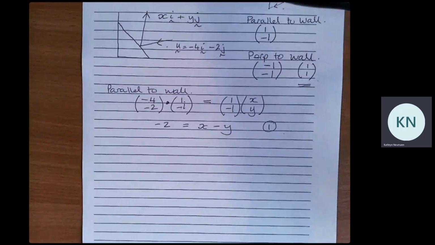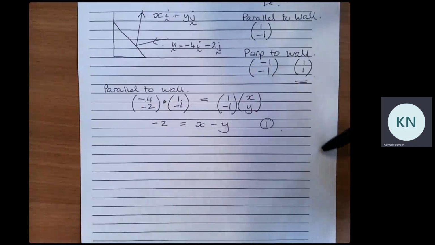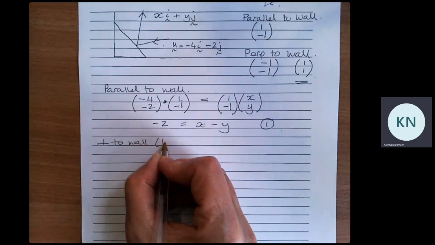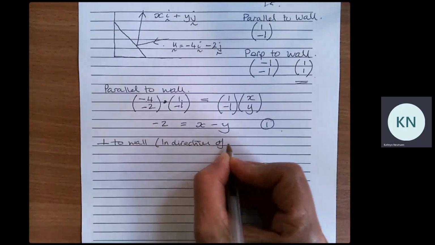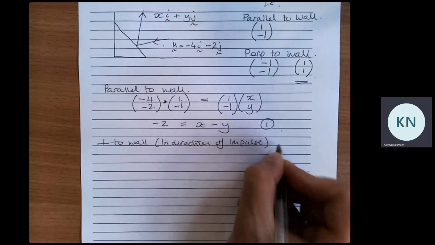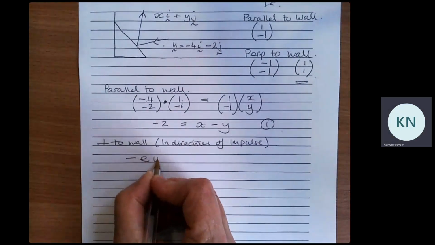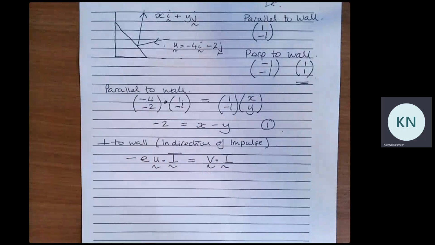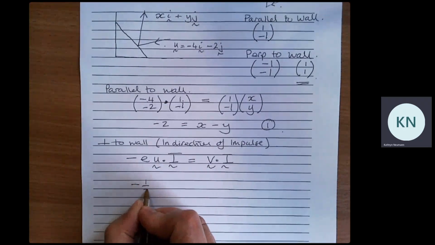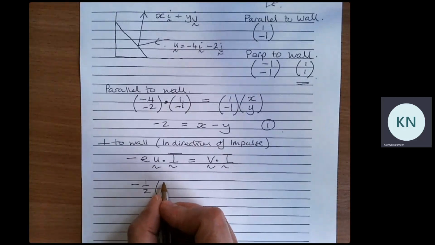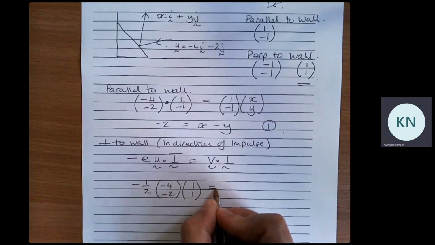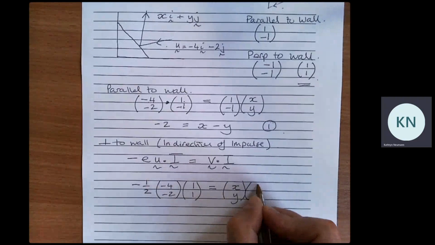And you can see what's coming. We're going to look perpendicular to the wall, and that's going to give us another equation. So let's look perpendicular to the wall, and that's in the direction of the impulse. So in the direction of the impulse, we've got -e u dot I equals v dot I. So make sure you are learning this formula, because this is very important to be able to remember. We're told that the coefficient of restitution is 1/2. So I've got -1/2. My initial velocity is (-4, -2). The impulse direction is (1, 1). And that is equal to the final velocity, which is (x, y), dot my impulse direction (1, 1).